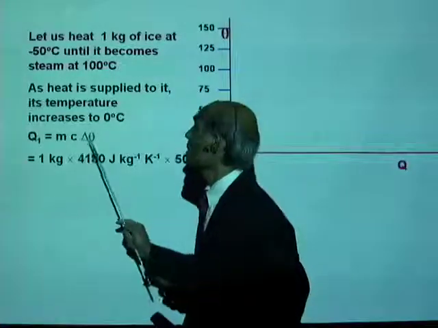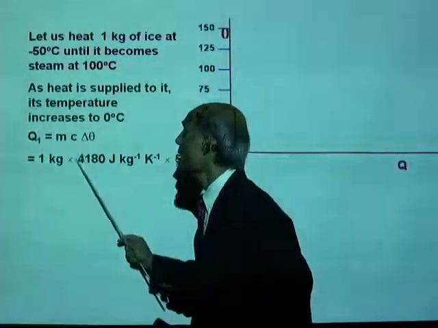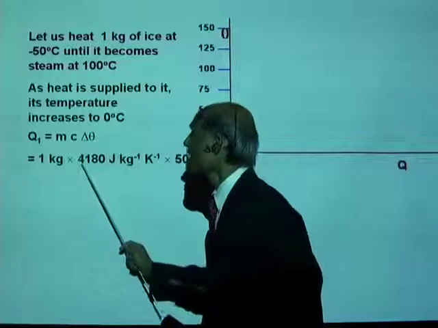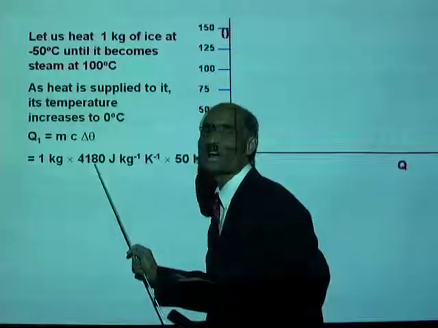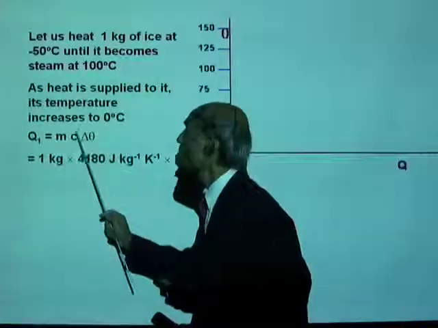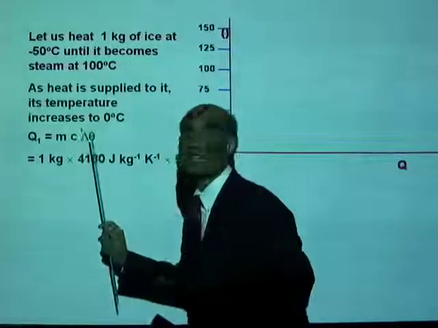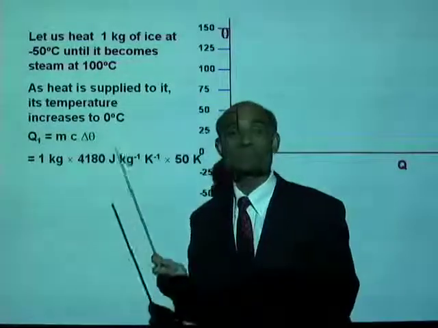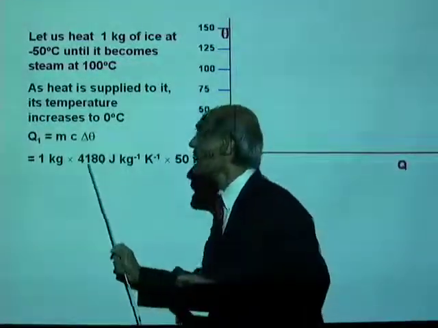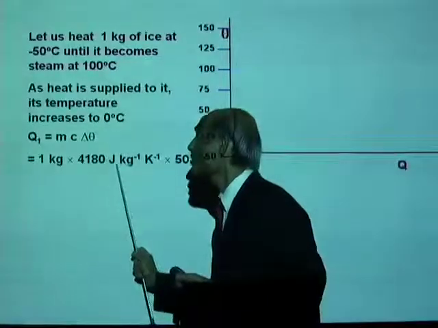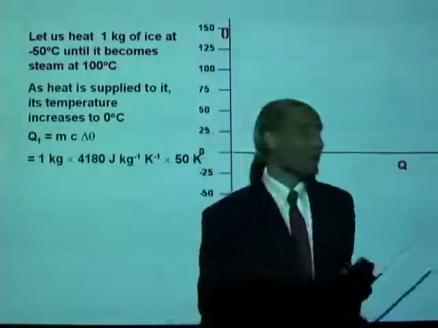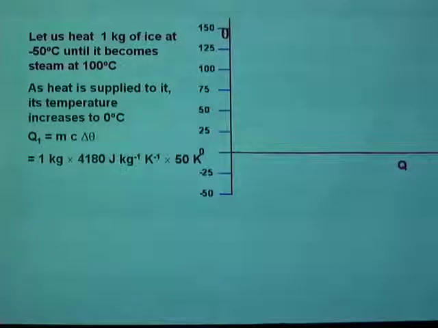Well, that is 1 kilogram times 4,000. I want to make a small change in here. You see, the specific heat of ice is not the same as the specific heat of water. I have used the specific heat of water here. So I want you to change this. The specific heat for ice I want you to use as 2,100.